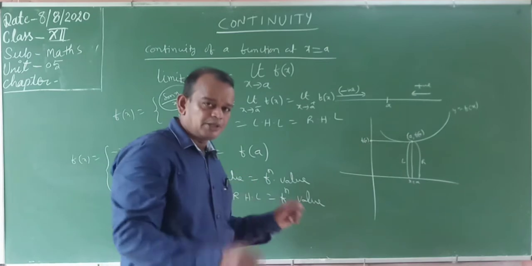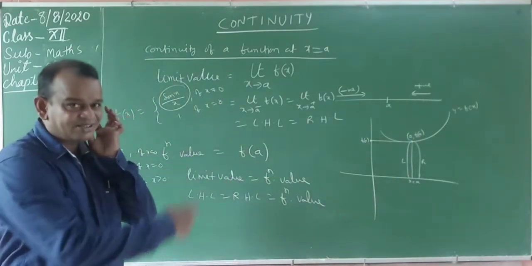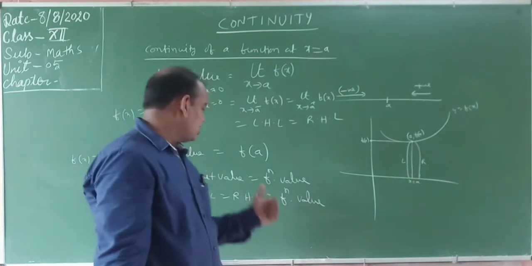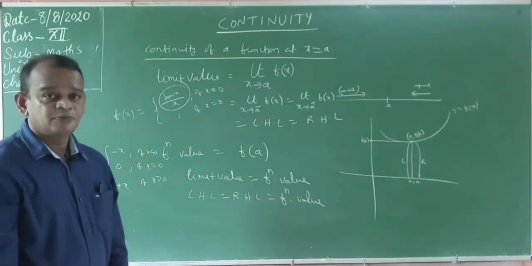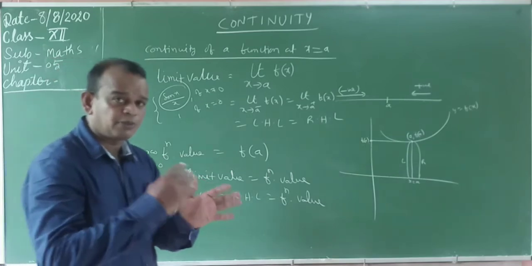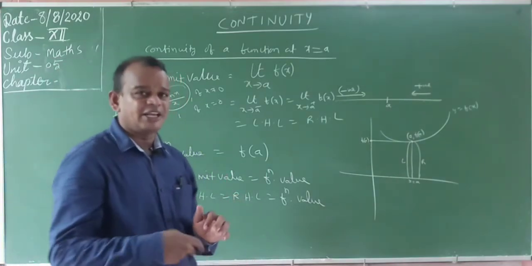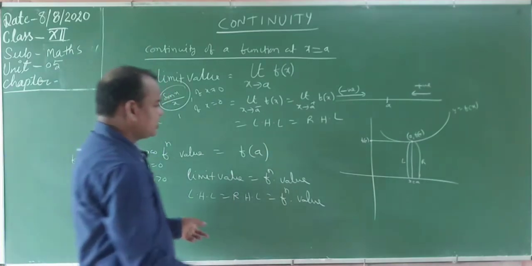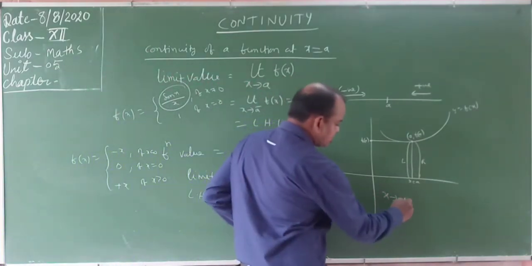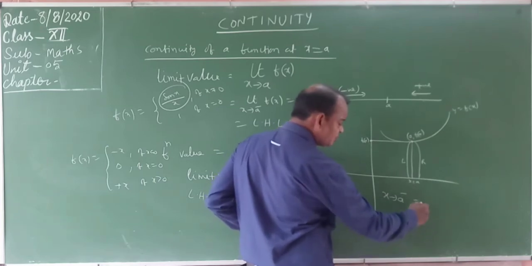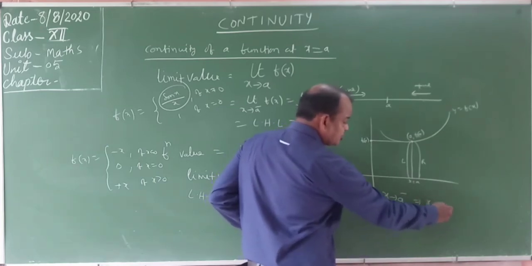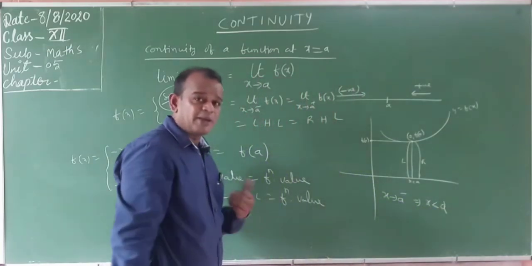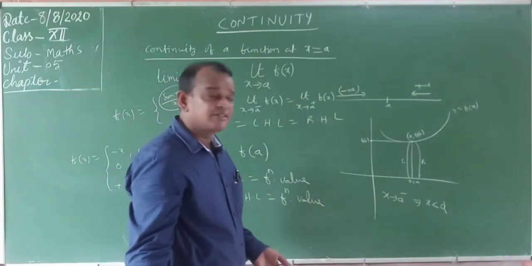You know the concept of LHL? Yes, I already explained that before class, so once you see that video on LHL and RHL. Left hand limit is when x approaches a from the left side, from the negative values side. What is the meaning of x tends to a minus? It is nothing but x less than a. X tends to a plus means x greater than a.